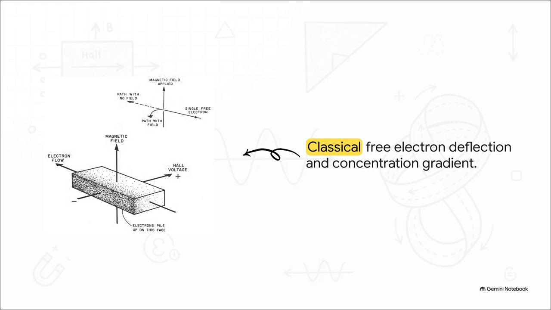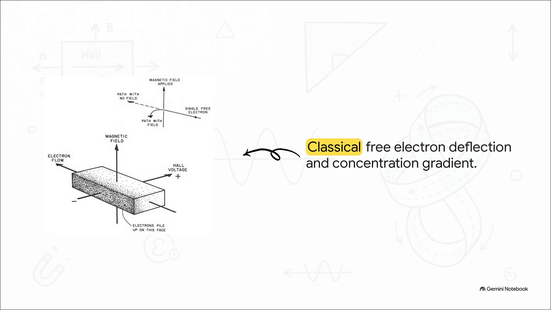Okay, let's establish our baseline before we get into the heavy quantum topology. Picture a standard rectangular sample. You've got an electron flow, you apply a perpendicular magnetic field, and boom, the Lorentz force kicks in. The cross product of velocity and the magnetic field deflects these free electrons toward one face of the sample. Now, initially, this creates a transient transverse electric current.